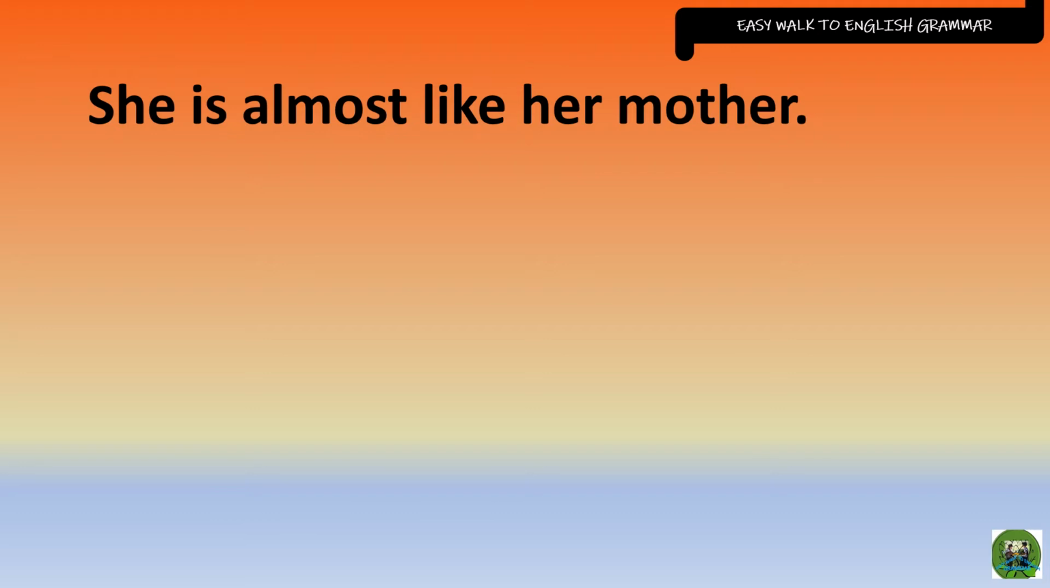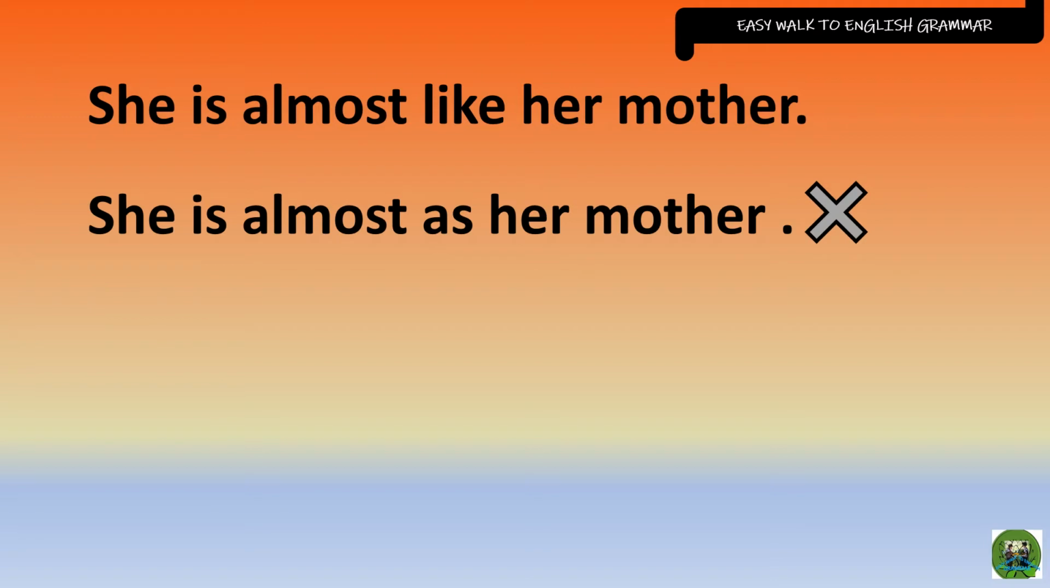Let's check what happens if we use as in this context. She is almost as her mother. It's absolutely wrong. We cannot use as instead of like here. We cannot use as plus noun or as plus pronoun in the sense similar to. It will become absurd, foolish. Many people have a tendency to use it like this. If you are one among them, please avoid using as in this context, which will definitely make your English poor.